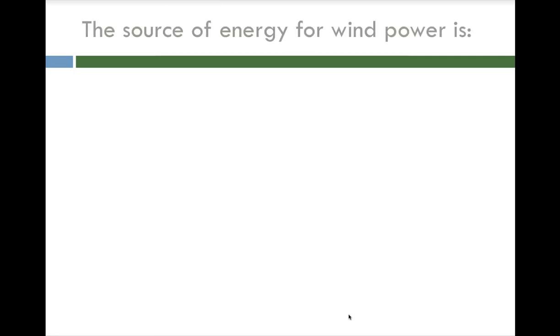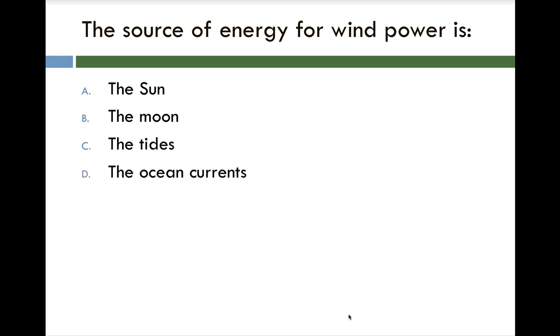So, just a quick quiz question to make sure you understand this. The source of energy for wind power is A, the sun, B, the moon, C, the tides, or D, the ocean currents. Go ahead and think about that for as long as you need to. Pause the lecture if you have to. And the correct answer is A, the sun. Just like we talked about, the sun causes the wind to blow. That means the sun is the source of energy for wind power. And I think this was a question on the AP test at one point, so you might get an easy one on there, you never know.